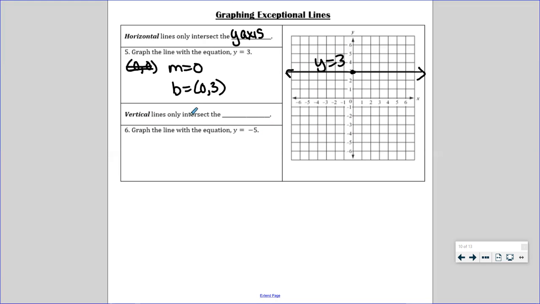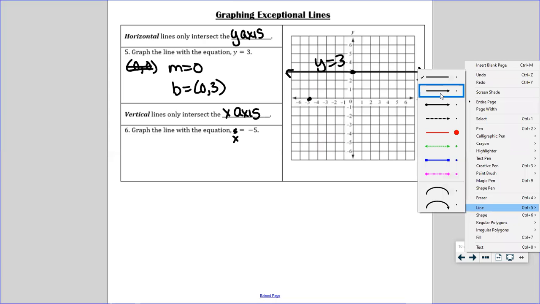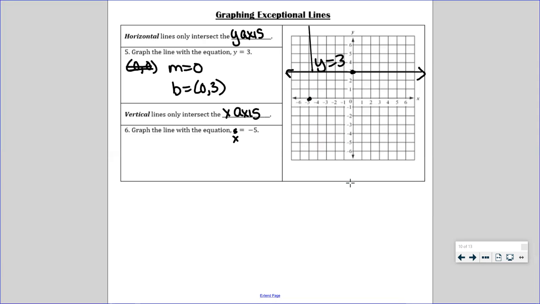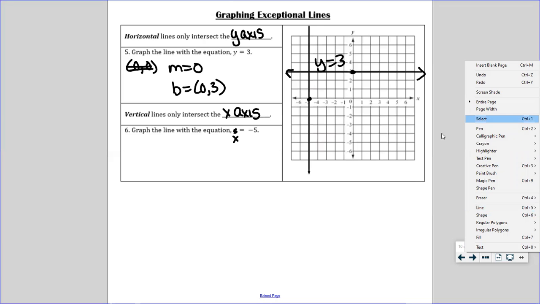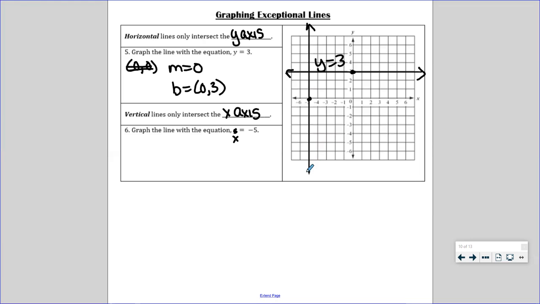And then vertical lines intersect at the x-axis. So for this one, that's supposed to be an x. That's a typo. So we have x equals negative 5. So we look for negative 5, and then it's going to be a vertical line. So then use my line, and then again, arrows and label. So remember, horizontal line is 0 slope, and vertical line is undefined. So this would be x equals negative 5.